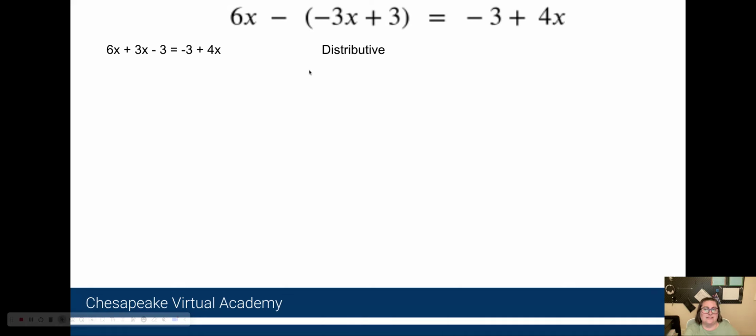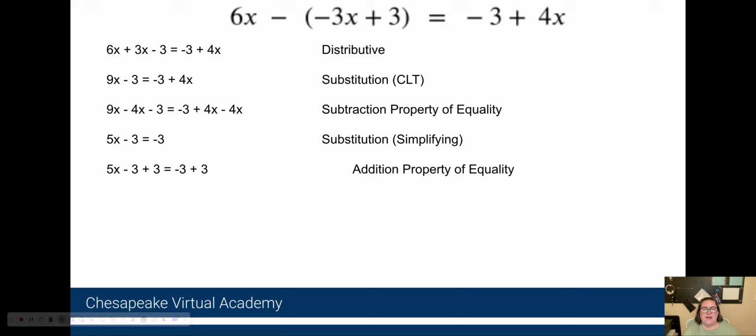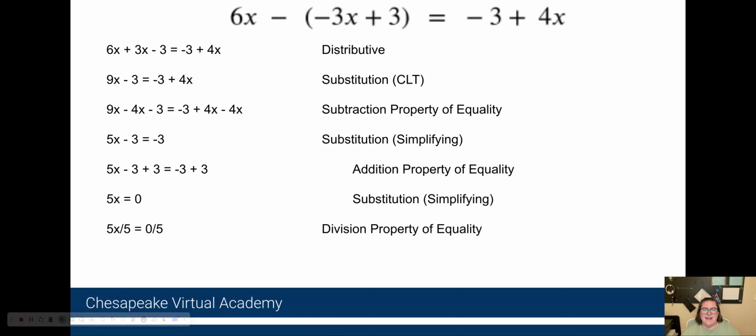And now we are going to combine those like terms because 6x and 3x are on the same side. So that gives us 9x minus 3 equals negative 3 plus 4x. I then move my other x to the other side, so I'm going to subtract 4x, and I get 5x minus 3 equals negative 3, because these 4x's canceled, and I just have that negative 3 left. Now I'm going to add 3 to both sides, and that's going to give me 5x equals 0. So from here, I'm going to divide by 5, and 0 divided by 5 gives me 0. So my final answer is x equals 0.